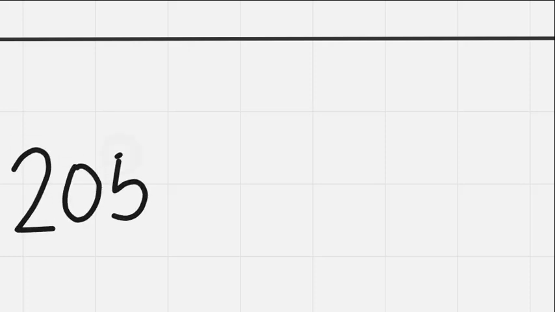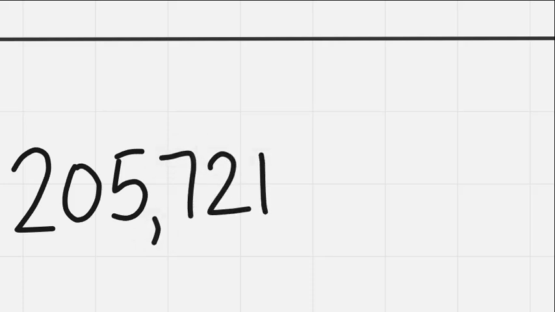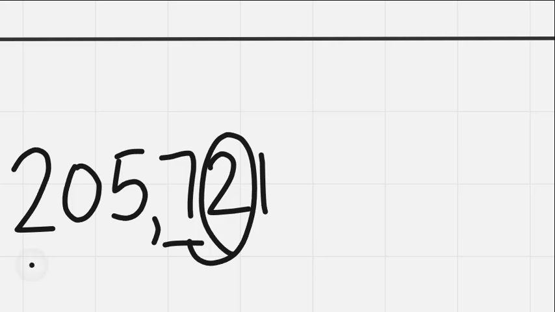There are only a few more numbers left. The next number we're going to round is 205,721. That is a really big number. We're going to follow the exact same process. We're going to round this number to the nearest hundreds. What number is in the hundreds place value? The 7. We'll circle the 2 because the 2 will tell 721 how to round. We will ignore the 2, 0, and 5 because they are in front of the hundreds place value.